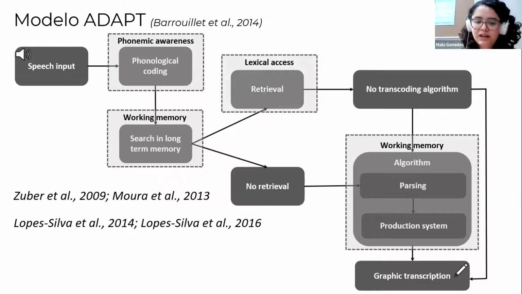Since the model also assumes that there is a search in long-term memory and that in some cases numbers might be directly retrieved, we can also hypothesize that lexical access might also play a role in number transcoding. However, the contribution of this mechanism of lexical access has not been investigated so far.